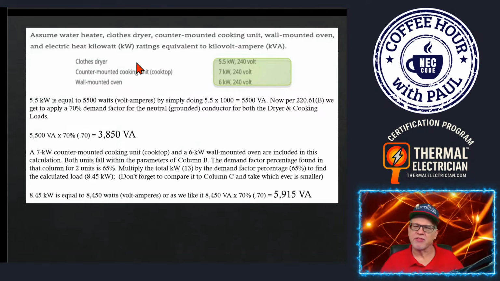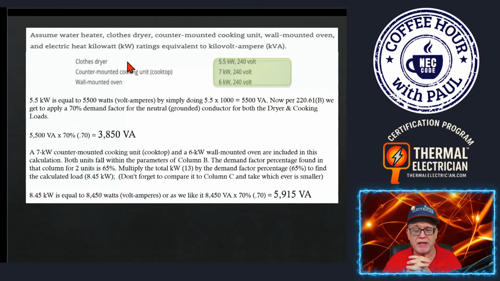All right, so the next thing we've got to deal with. That was that load. Set that aside. Now we've got to deal with the clothes dryer, the counter-mounted cooking unit, and the wall-mounted oven. Now, there is this little rule you get to follow in 220.61(B) that says I can take an additional demand value from the actual appliance. In this case, I can take a demand value from it. So let's see if I can take some type of demand.